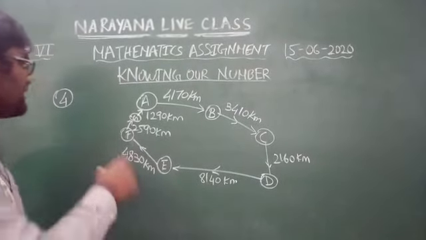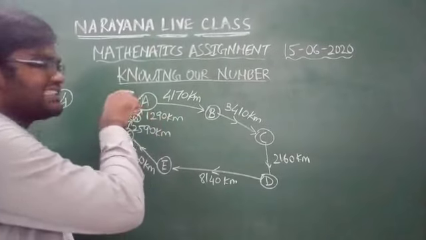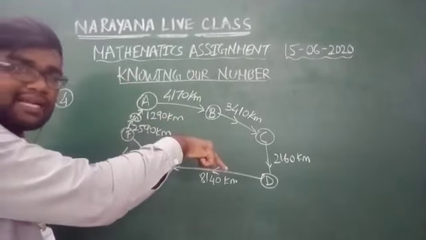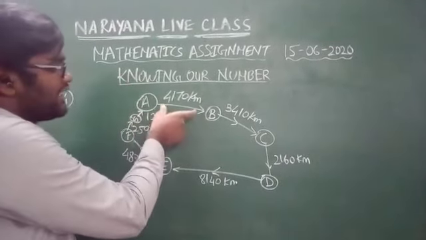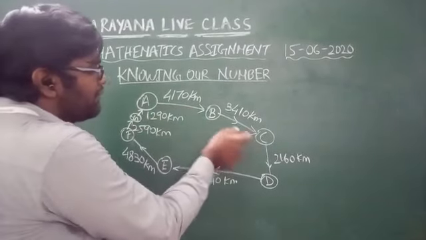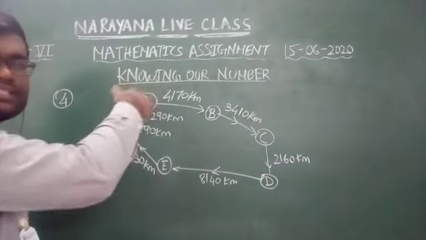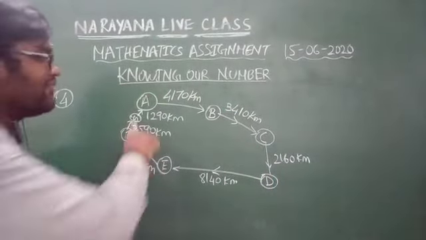Okay students, now we are going to discuss the solution for the fourth problem. They are given a map here. A bus is traveling at 60 km per hour. From A to B the distance is 4170 kilometers. From B to C it is 3410 kilometers, and like that C, D, E, F, G, H, and G to A. They are given a map like this.